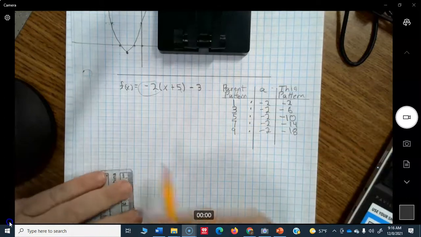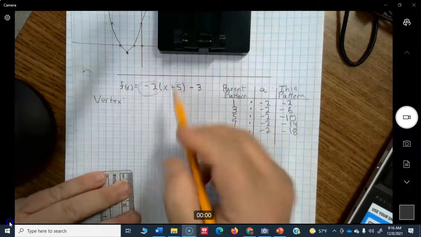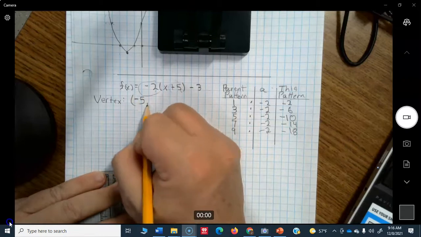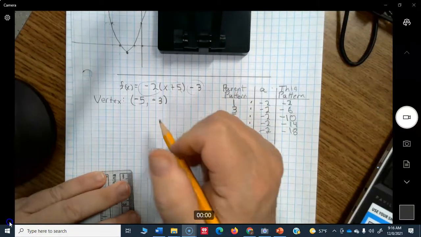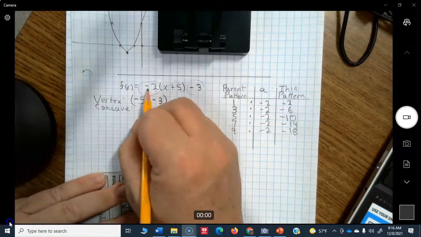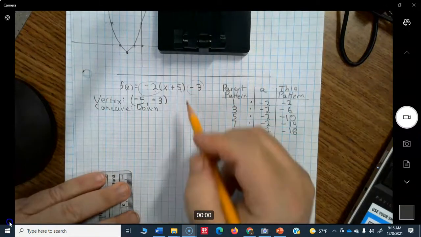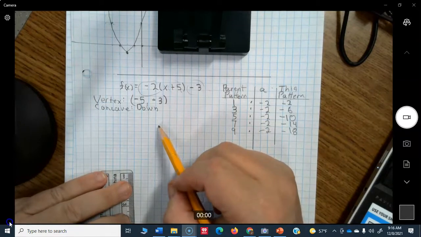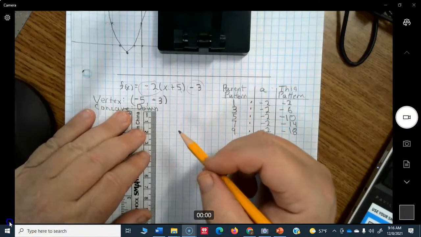All right, so first thing we're going to find out is what's the vertex. And it's at the opposite of this, so that's -5. And exactly this number, so that's -3. Okay, and it's concave down because of that negative sign. Okay, so -5, -3 is going to be down kind of low from the axis.